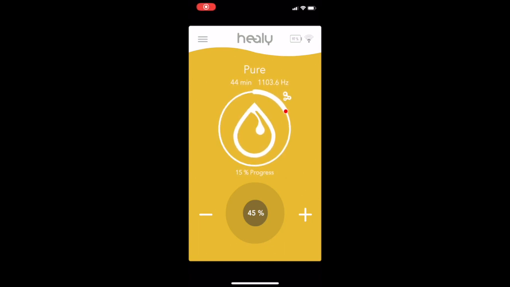What do all these indicators mean in the Healy app? At the top, under the program that is currently running, to the right, you will see the actual frequency the Healy is sending at that moment. To the left, you see the length of the program.